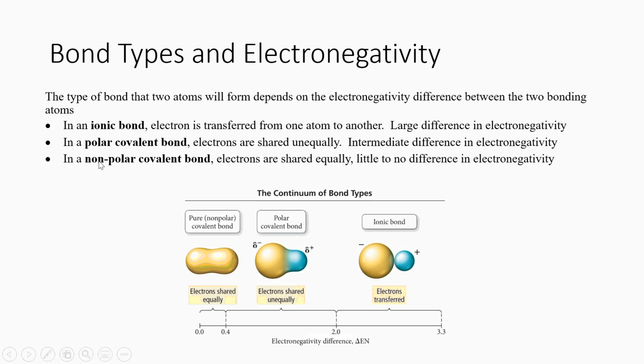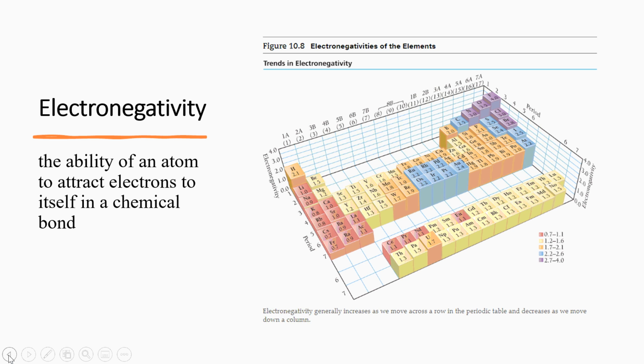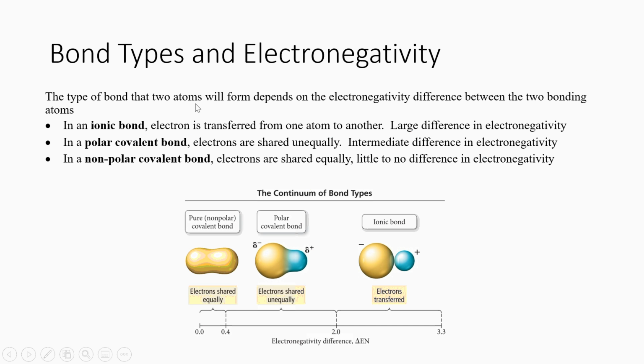So we say ionic bonding occurs when you have a metal and a non-metal together. That's because your metals have really low electronegativities, your nonmetals have really high electronegativities. So when you put them together, there's a really big difference in electronegativity. The metal will give up its electrons to the nonmetal. That forms an ionic bond.